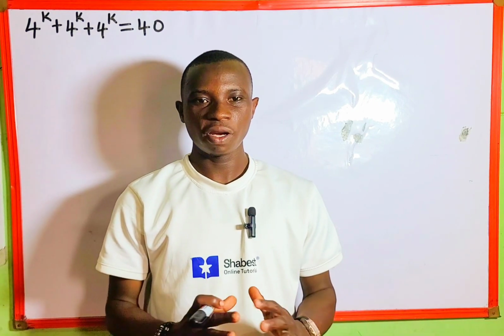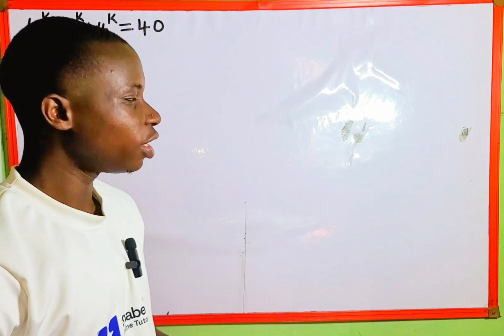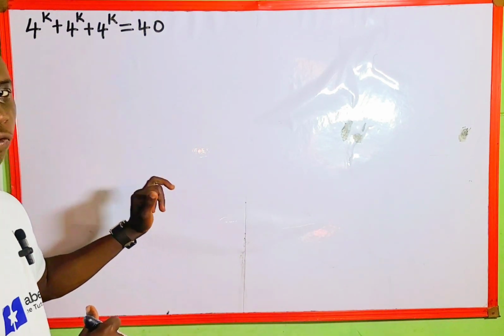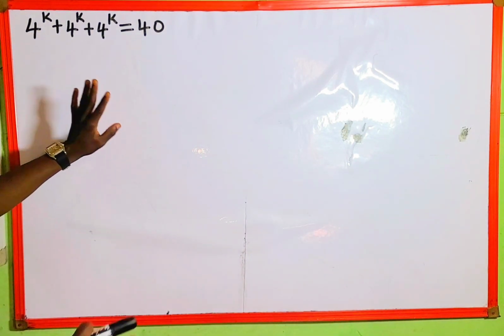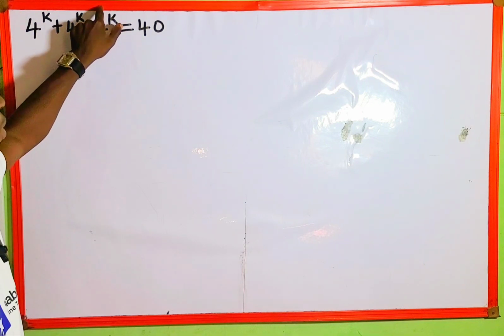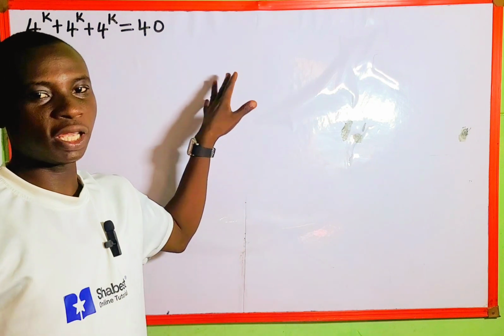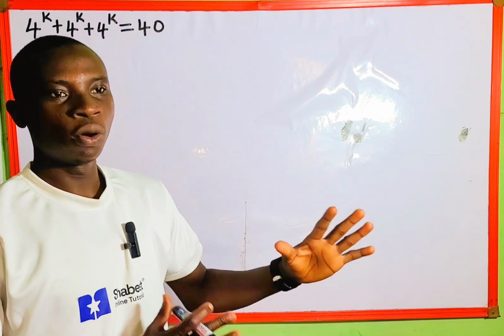We're going to solve for the value of k from this exponential equation. We call this an exponential equation because the variable we're looking for appears as an exponent. So we're given 4^k + 4^k + 4^k = 40. Then we are asked to solve for the value of k that will satisfy this equation. What are we going to do?